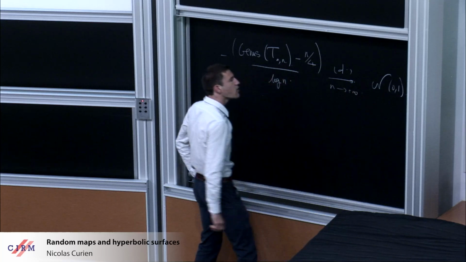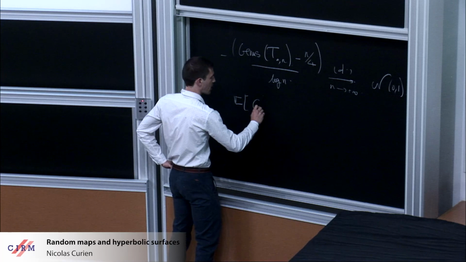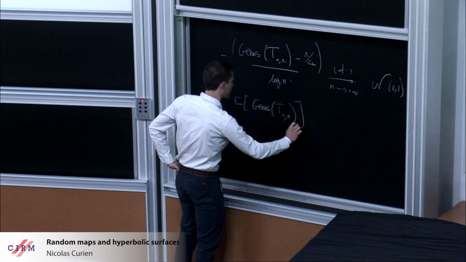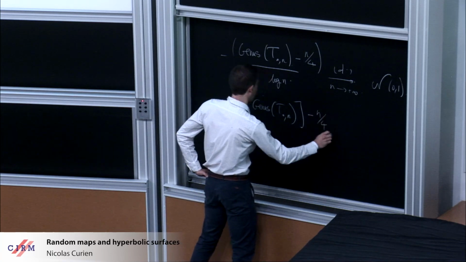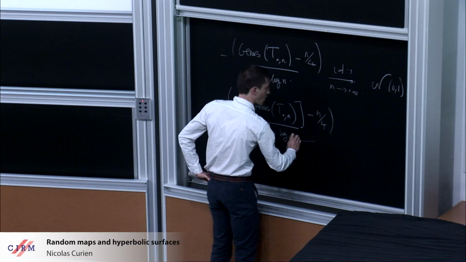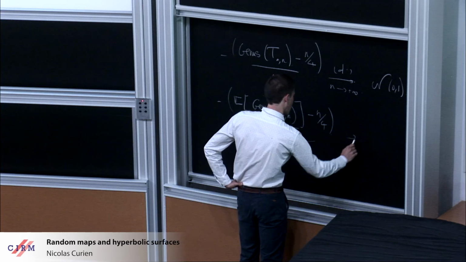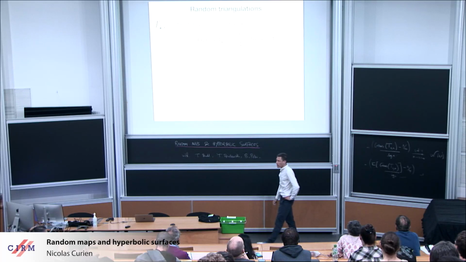And you also have convergence of the expectation if you wish. If you prefer taking the expectation of this, so that this is a real number now, and then you subtract n over 4, and you divide by log n, then you also get convergence towards something explicit.